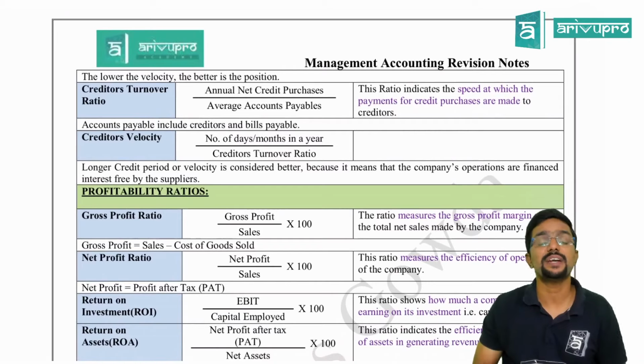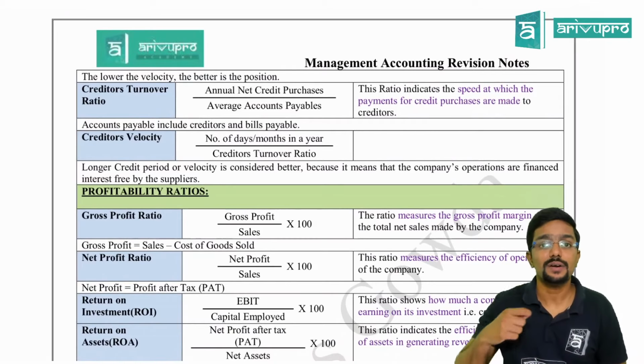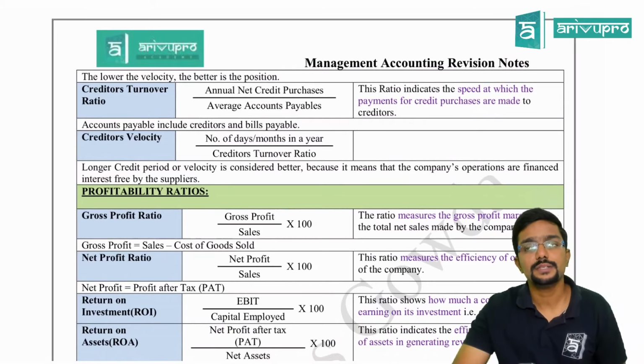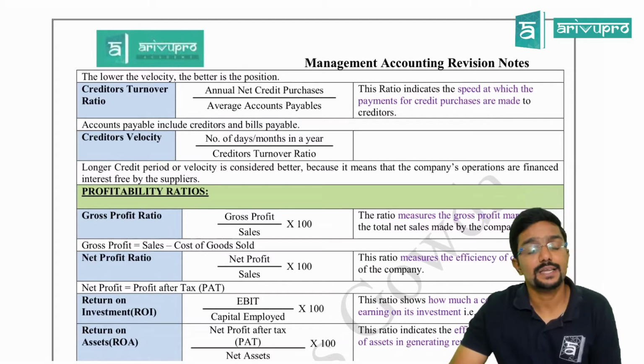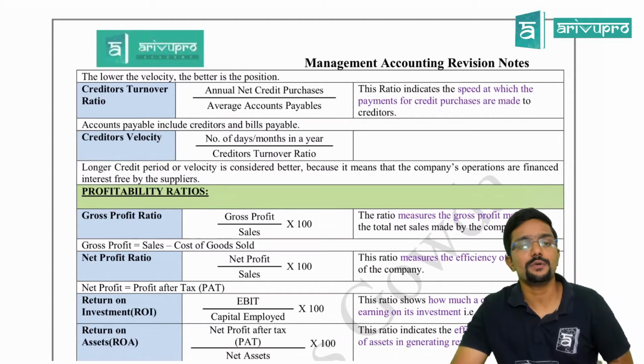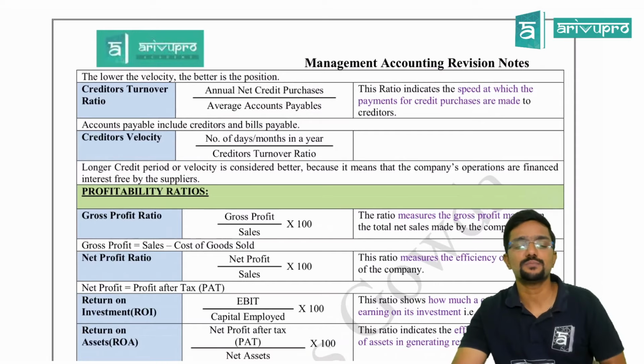Lower the velocity, the better is the position. So whatever time you are giving to the debtors, it is better you always give less time. The lesser the period, the lesser the amount blocked in the debtors, and there will be lesser chances of bad debts. Agree? So every company should try to keep their debt collection period as low as possible.